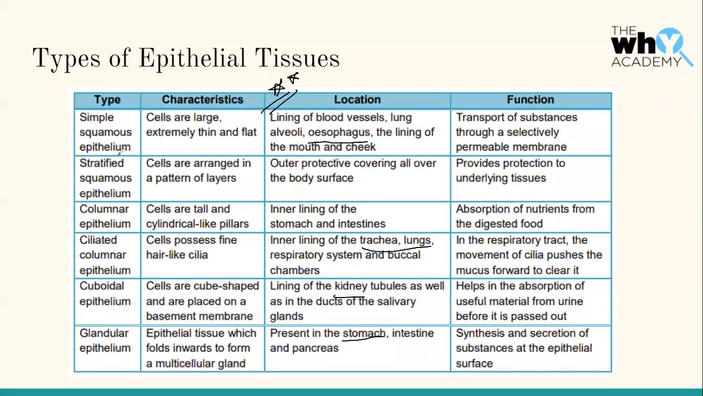Okay, so like I mentioned, simple squamous would be large, thin and flat cells, right? They are present in blood vessels and lung alveoli, right? Lung alveoli is the, okay. I'll just draw a rough diagram, right?